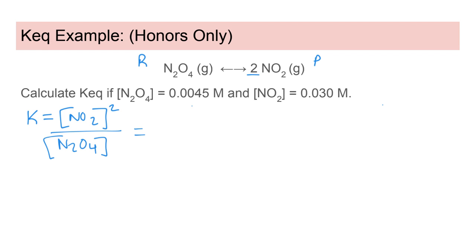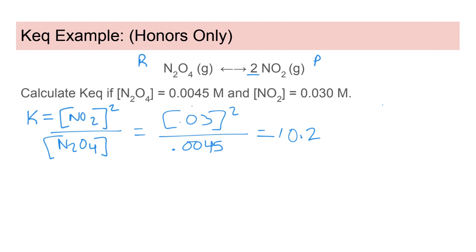Okay, now I can just go ahead and plug in my numbers. So my concentration of NO2 is 0.03, and I'm going to square that number. And my concentration of N2O4 is 0.0045. So I'm going to go ahead and calculate that number. So 0.03 squared, and then divided by 0.0045, gives me an answer of 0.2.